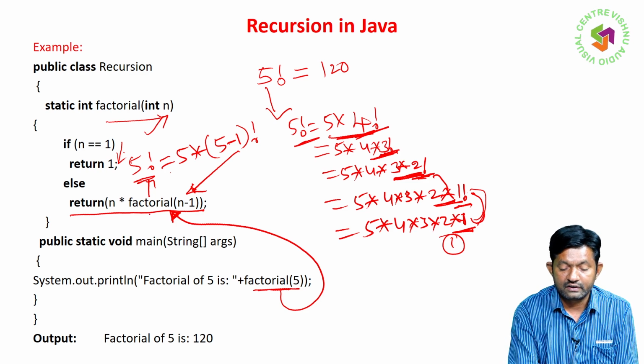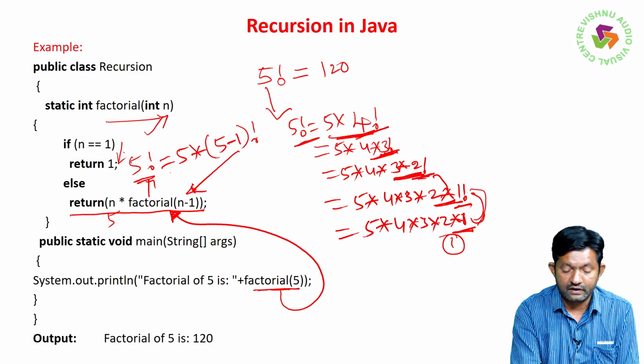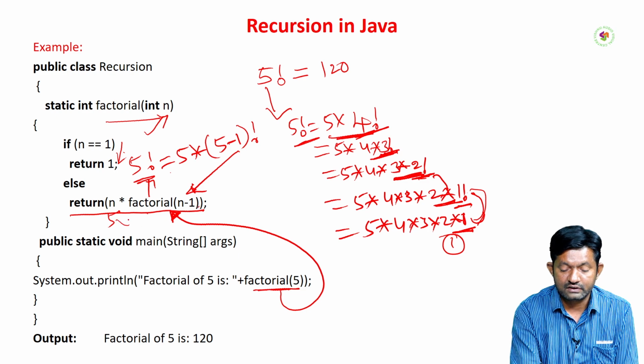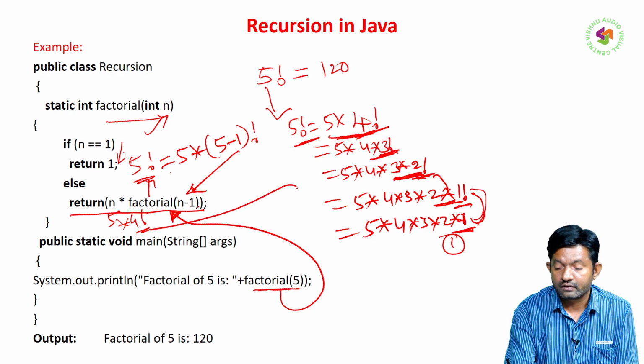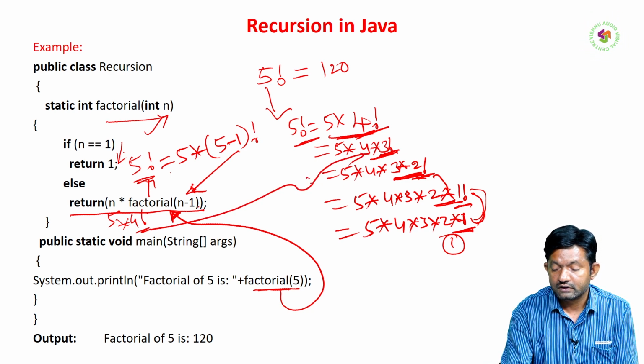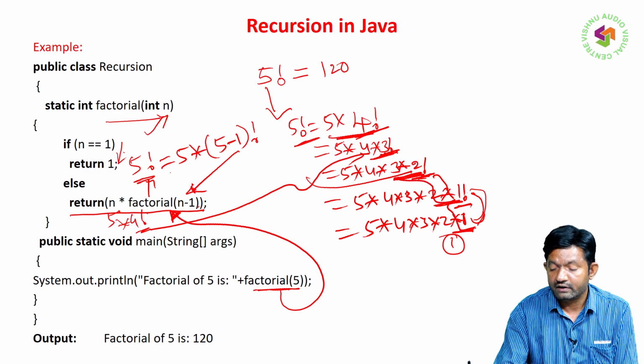So when the n value is 5, factorial of n minus 1 is 4 factorial, and so on. Next 4 into 3 factorial, 3 into 2 factorial, 2 into 1 factorial, and finally 1 factorial is equal to 1. The final value is that 5 factorial is equal to 120.